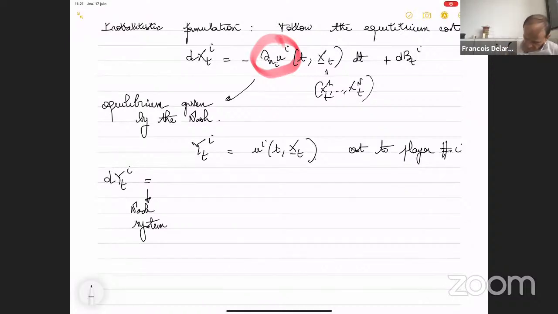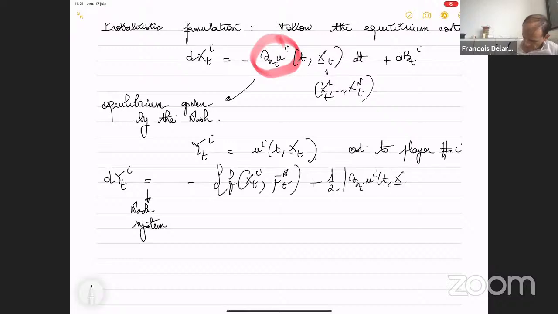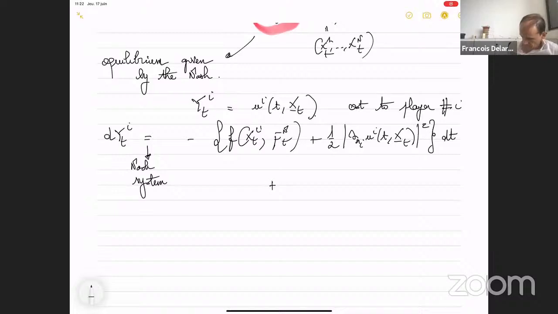And at the end of the day, believe me that you will get f(X_t^i, the empirical measure of the system), plus 1/2 |∂_{x_i} u^i(t, X underline_t)|^2 dt, plus, so now this is a bit painful because I have all the possible derivatives, ∂_{x_j} u^i(t, X underline_t) dB_t^j. So this is what I have for the evolution of the cost.